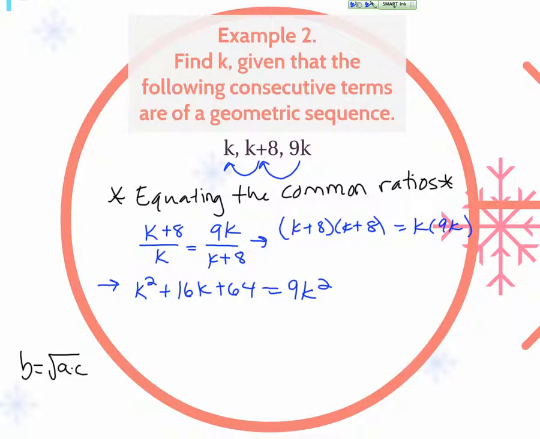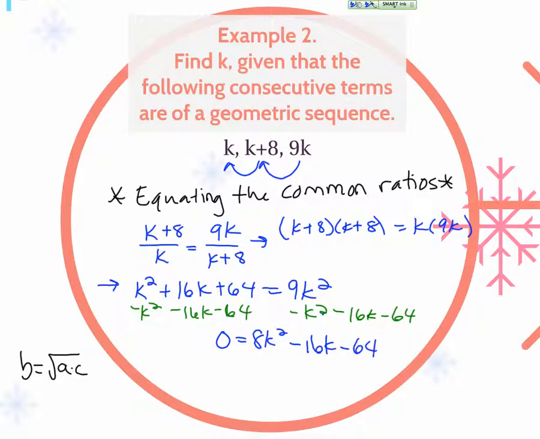You know, I really like to keep my k squared term positive, so I'm going to bring everything over. So I'm going to end up minusing the k squared, and then minusing these as well. What was that, minus 16k? So we end up with 0 equals 8k squared minus 16k minus 64. And you'll have to decide how much work you want to show for that.